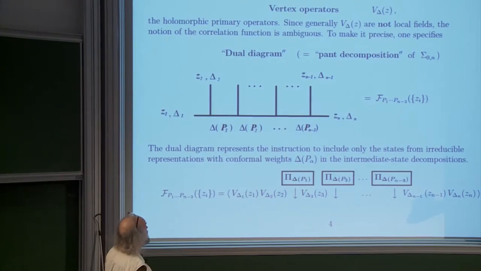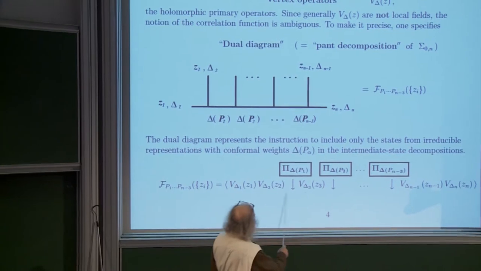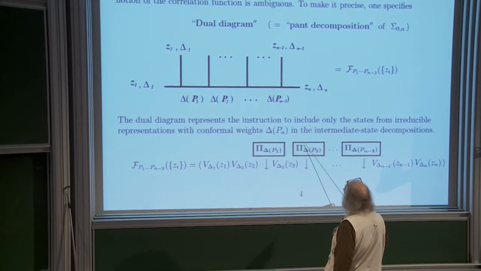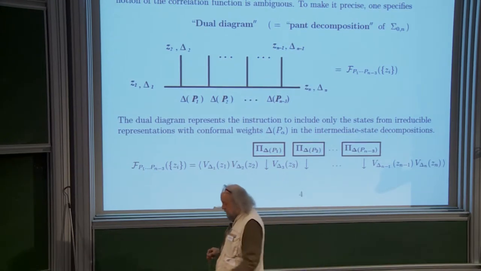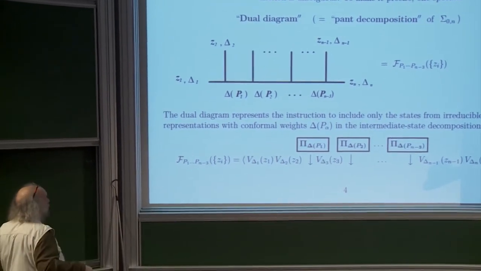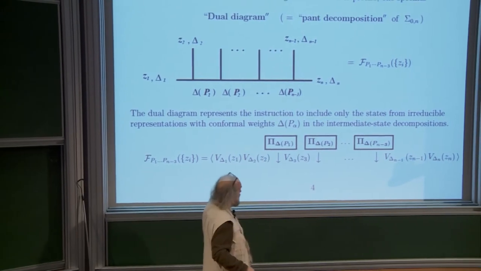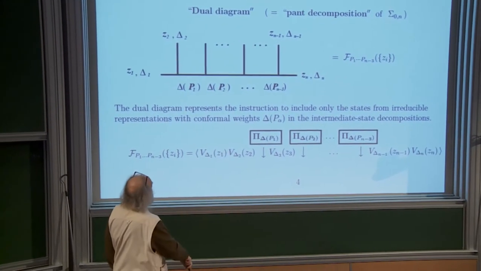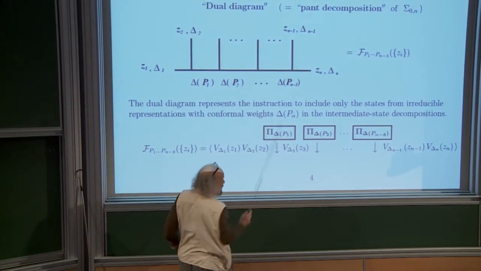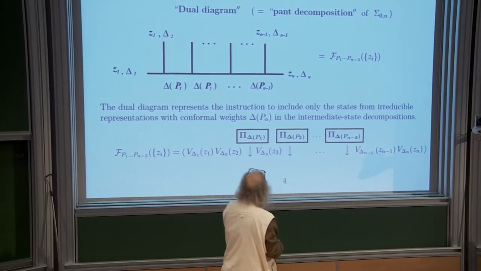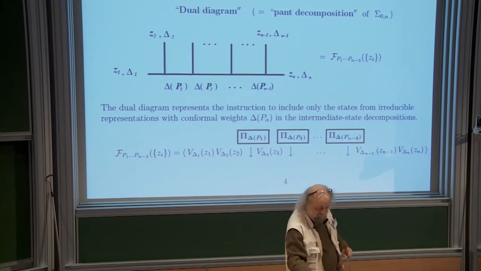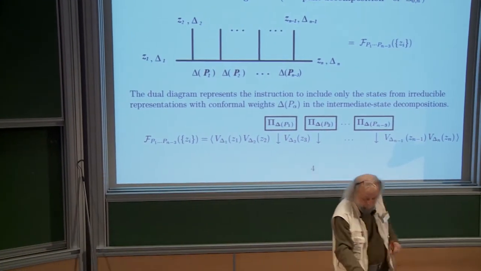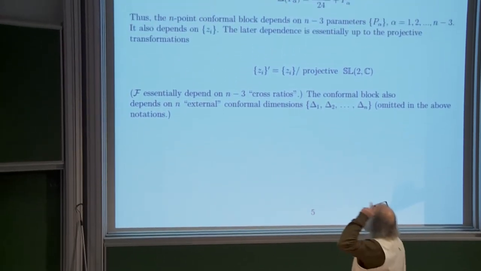In this case, we can think of it as the vacuum expectation value of the product of these vertex operators, with the instruction to put in between the operators the intermediate state decompositions in terms of the irreducible representations of the Virasoro algebra, with certain fixed conformal dimension delta of P. So the diagram is a shortcut of representing this, or equivalently, the instruction to use the operator product expansions in a certain order, the order which is dictated by the dual diagram.